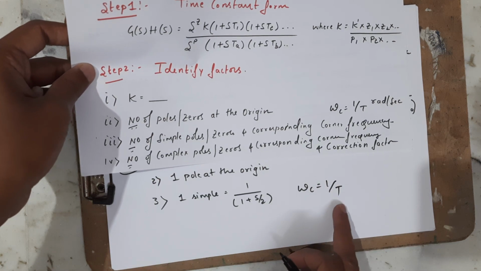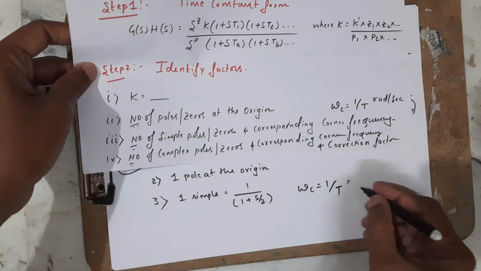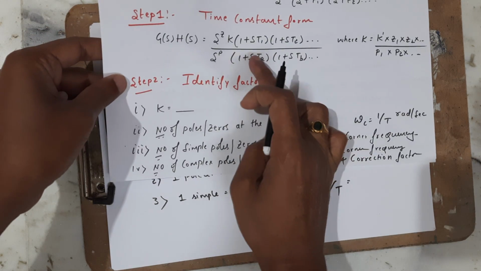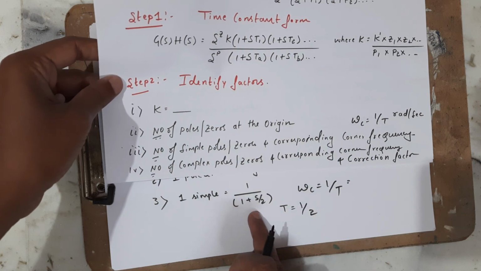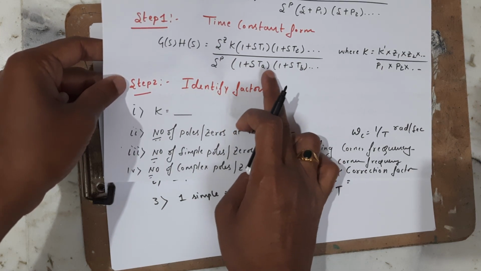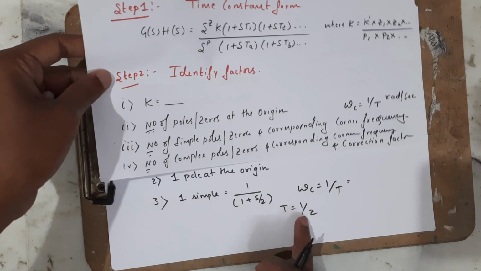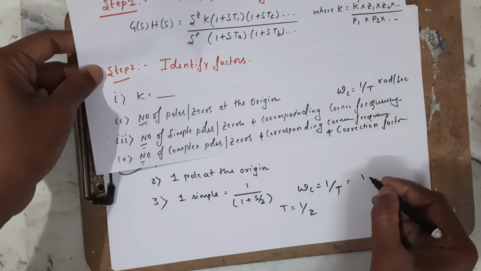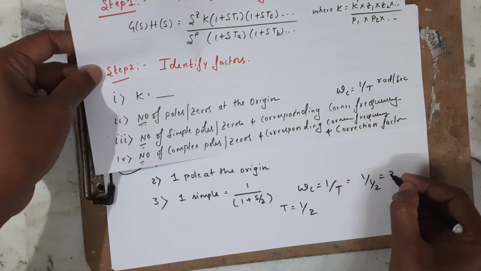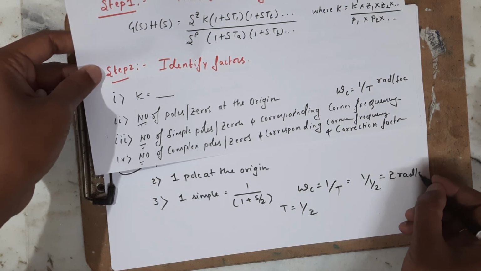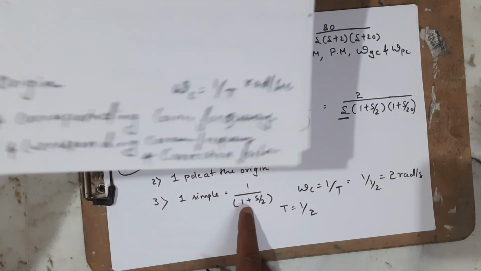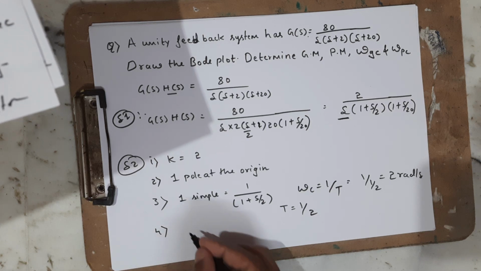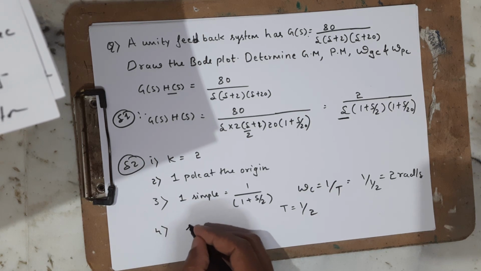Omega c is equal to 1 by T. So here what is T? Just compare this with 1 plus sT. Here T is 1 by 2. If I substitute it, omega c becomes 1 by (1 by 2), that is equal to 2 radians per second. This is one simple pole. Then we have another simple pole, that is the fourth factor, another simple pole.